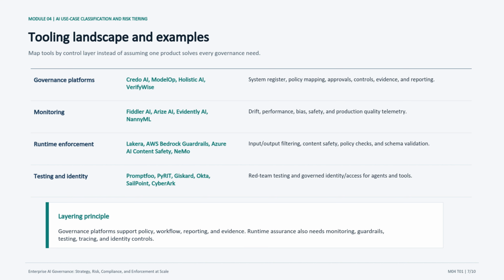I would tell the class that tool selection should follow the workflow. First, define the decision, evidence, risk tier, and enforcement need. Then choose tools that make that operating model easier to execute. With the tool landscape in view, the next question is implementation. What do we actually do first, and how do we avoid overbuilding?